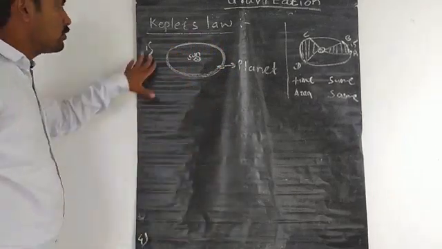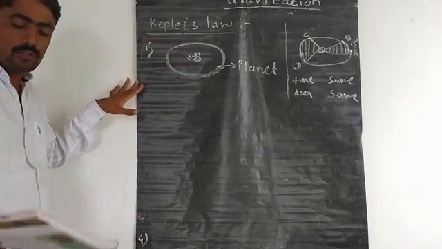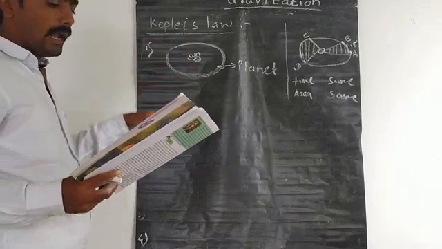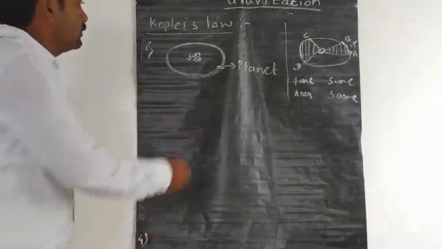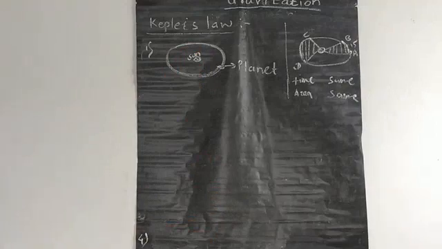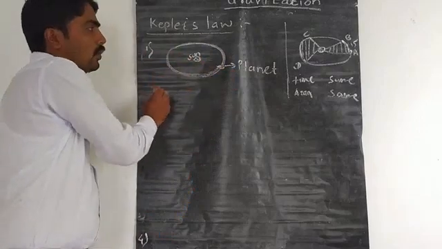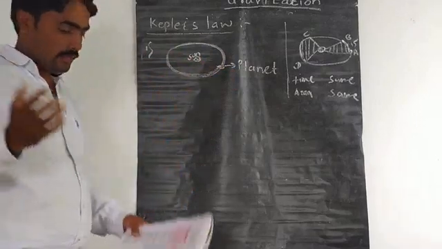So the statement of Kepler's first law is that the orbit of a planet is an ellipse with the sun at one of the foci. This is Kepler's first law. Now what is the second law?